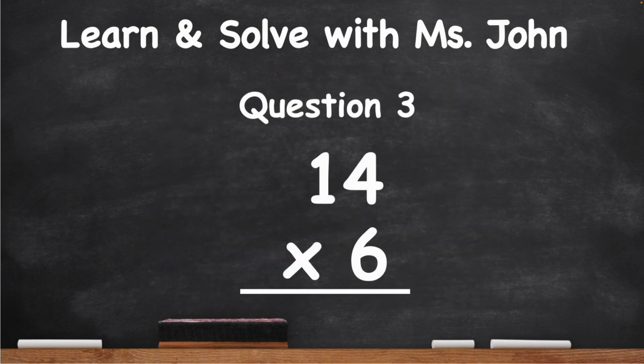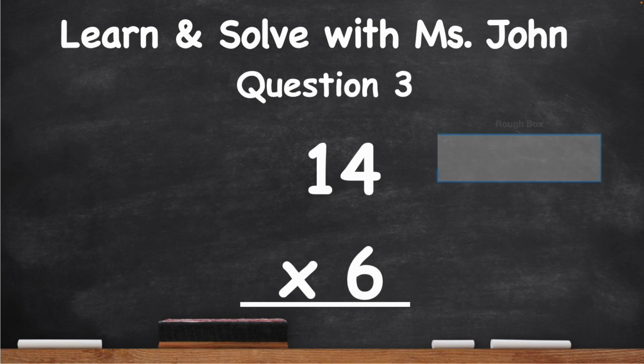Question number 3, 14 times 6. We'll complete this question by first solving 6 times 4. So in the rough box, we're going to write 6 times 4. 6 times 4 equals 24. Now we'll write the 4 in the ones column of the answer section, and 2, we will carry over to the tens column.